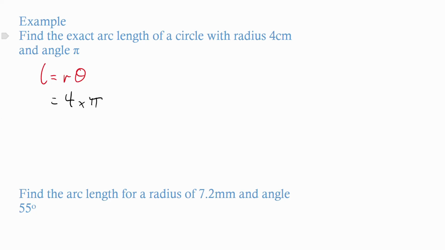Alright, now the key part for this question is it does say exact. So what that means is it doesn't want us to just put it in the calculator and get a long decimal number. It wants us to leave it as 4 pi. Okay, so that is your exact form, and we need to leave it there because this question was very specific.